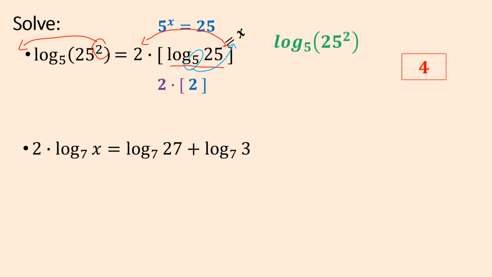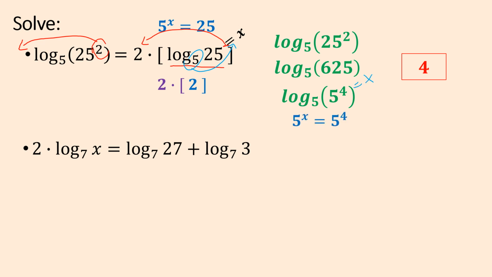If we didn't split it up, it would still work. 25 squared is 625. 625 breaks down to 5 to the 4th power. Now if we set this equal to x, we would have 5 to the x power equals 5 to the 4th, and we get that same thing, x equals 4. Some of these numbers, when we square them, are going to get really big. So it's easier if we know what to do with that exponent where we take it and we move it out front.